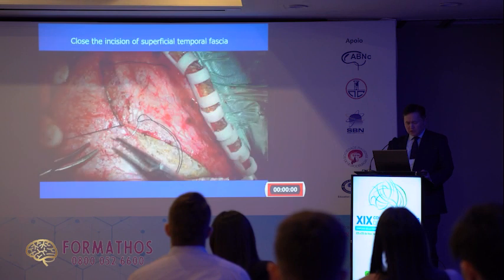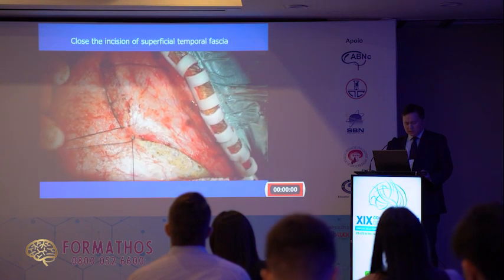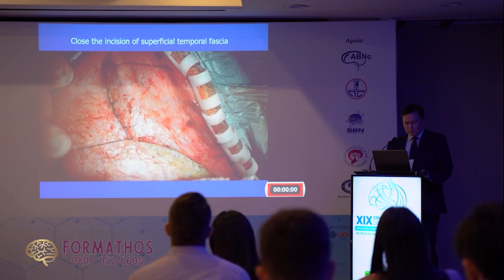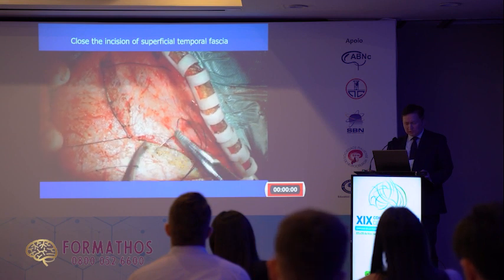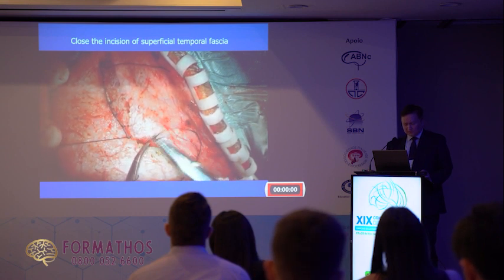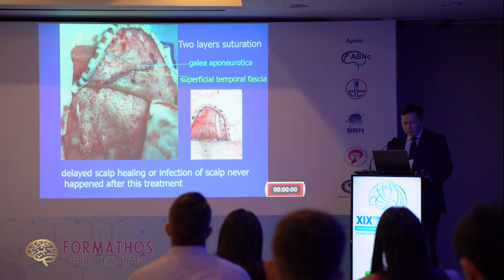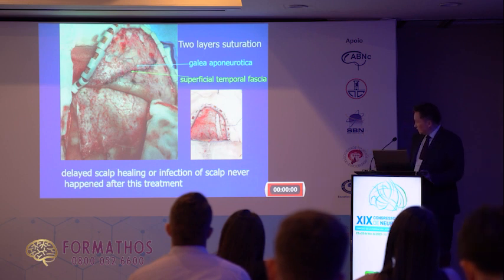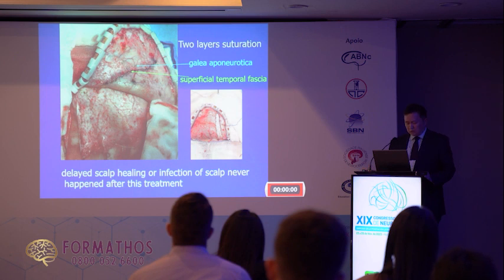And after harvesting the STA, I close the incision of the superficial temporal fascia from the inner side like this. Sometimes even a 2 layer suturation, including galea. If the scalp of the STA was quite wide, you can use dural strip or sometimes the temporal muscle to fix it.